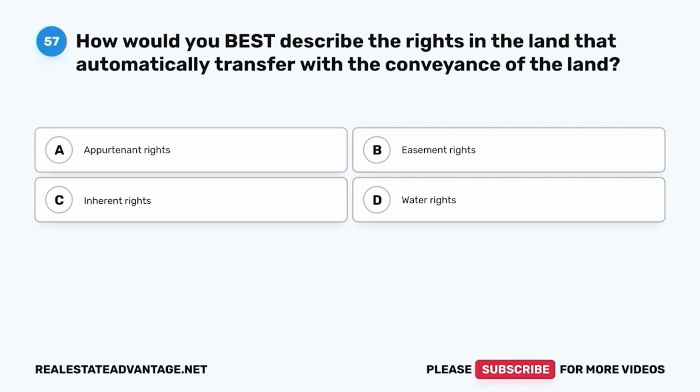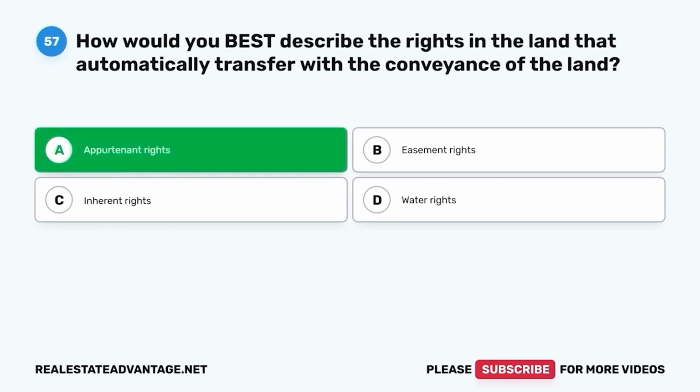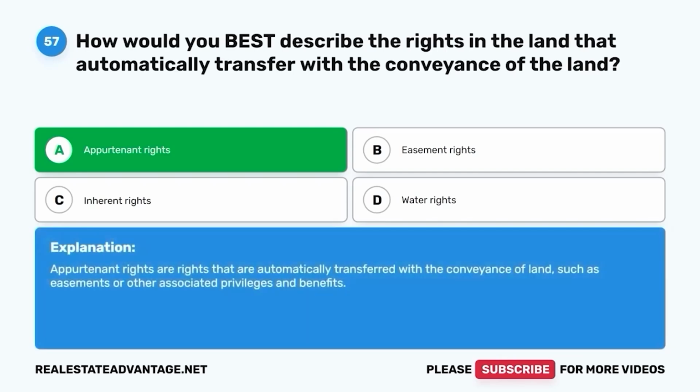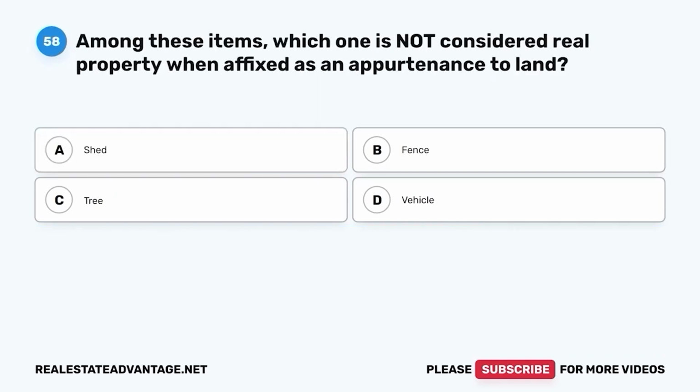A, appurtenant rights. B, easement rights. C, inherent rights. D, water rights. The correct answer is A, appurtenant rights. Appurtenant rights are rights that are automatically transferred with the conveyance of land, such as easements or other associated privileges and benefits. Question 58. Among these items, which one is not considered real property when affixed as an appurtenance to land?